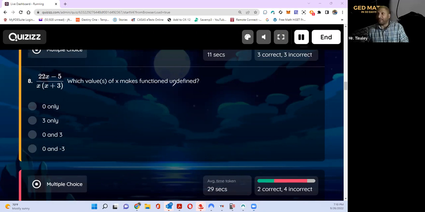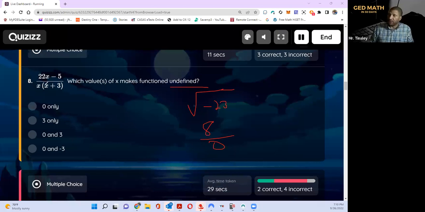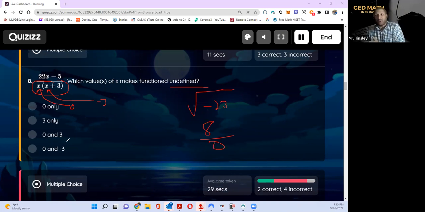Remember what undefined means. That either means your square root cannot be negative, or the denominator cannot be 0. So when you look at the denominator, there's no square roots in this expression here. So we need to look at the denominator. How many values of x do I have? I have 1, 2. So that means there's 2 values of x that can make this 0. So of course, anything times 0 is 0. So that x could be 0. This x, the opposite of +3, which is -3. So the 2 answers that will make this undefined are 0 and -3.